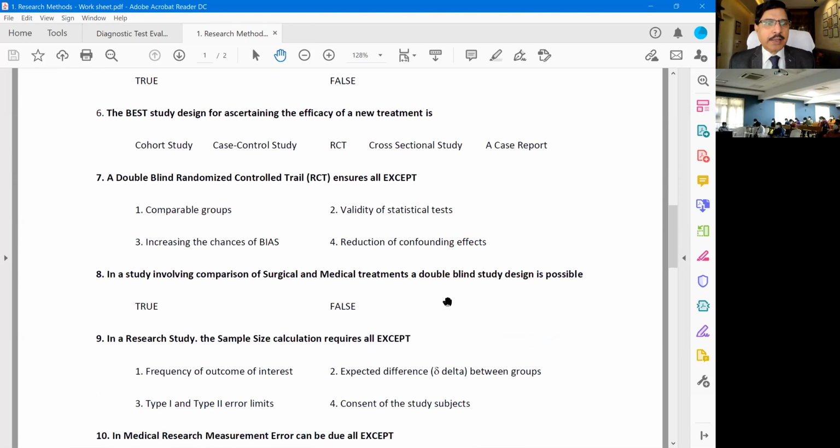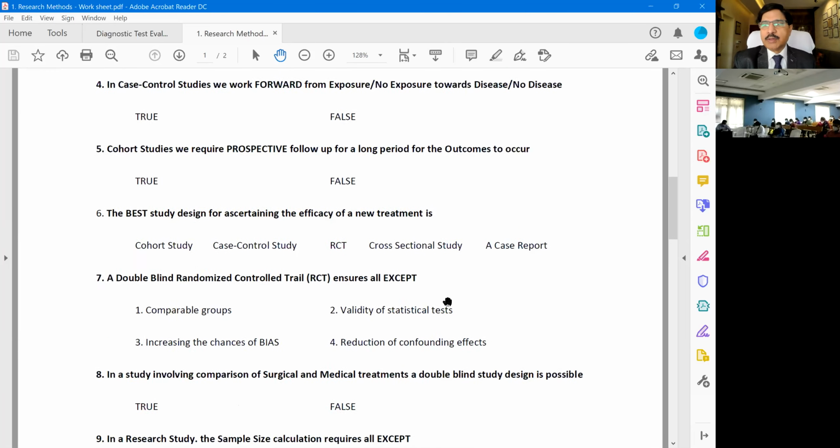Now, number 8: in a study involving comparison of surgical and medical treatment, is a double-blind study design possible? I already answered this: it is not possible, because double-blind is not possible. The assessor can be blind, but the investigator and the patient will know whether surgery is done or not. So these are the answers to some of the questions.